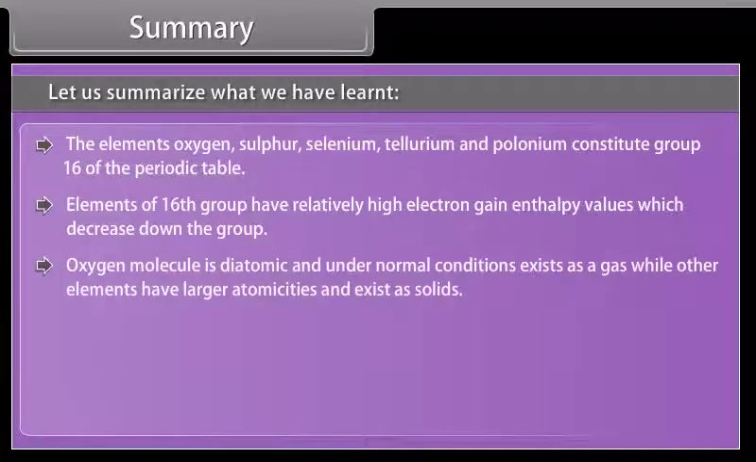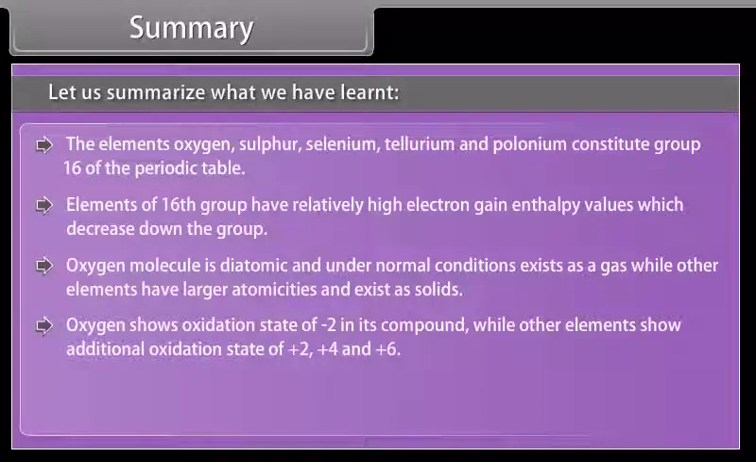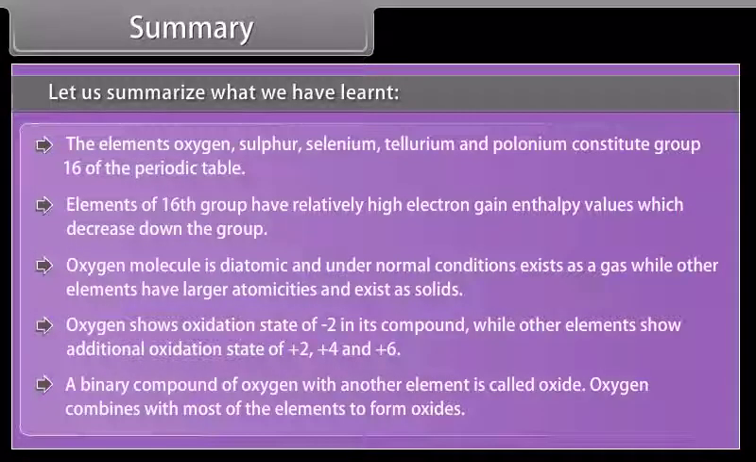Oxygen molecule is diatomic and under normal conditions exists as a gas, while other elements have larger atomicities and exist as solids. Oxygen shows oxidation state of -2 in its compound, while other elements show additional oxidation state of +2, +4 and +6. A binary compound of oxygen with another element is called oxide. Oxygen combines with most of the elements to form oxides.